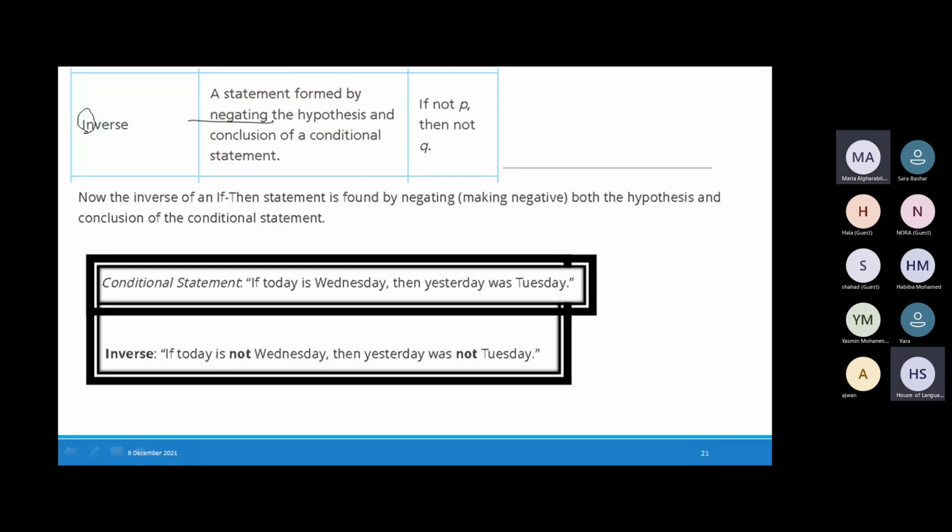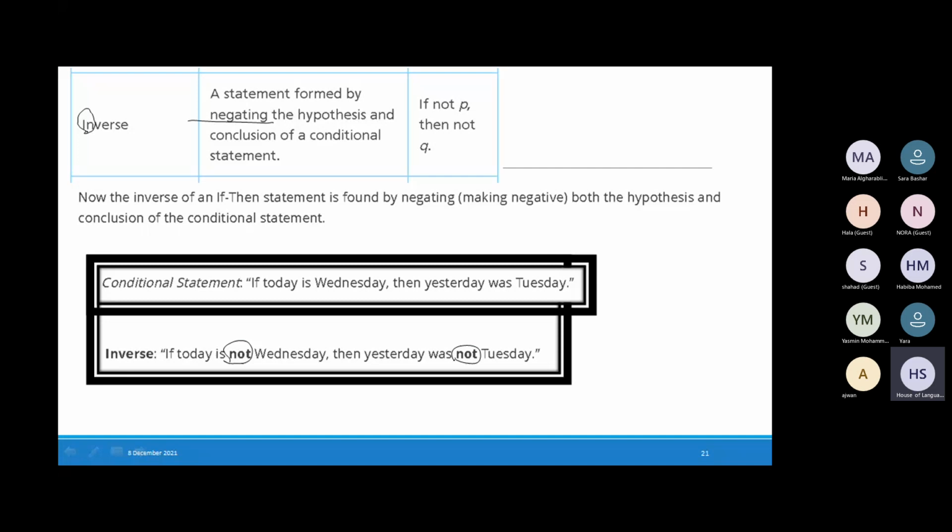So teacher, you just put the same words but change them, like add a negation. Yes, note this. In the converse, you will change the order. In the inverse, you keep the conditional statement as it is, and you just add the word not.